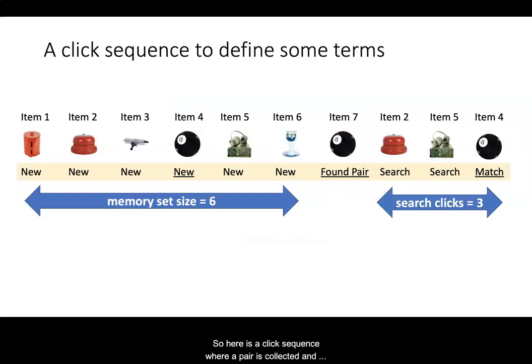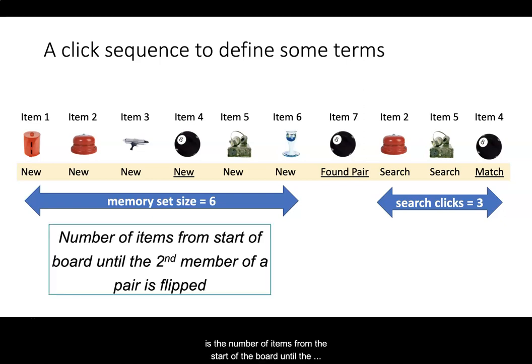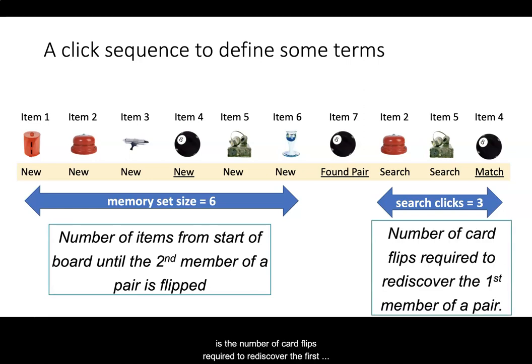So here is a quick sequence where a pair is collected, and let's define some terms. What we're calling the memory set size is the number of items from the start of the board until the second member of a pair is flipped. That's the memory set size, the number of new items you've seen. So here the memory set size is 6. And what we're calling search clicks is the number of card flips required to rediscover the first member of a pair. So here the number of search clicks is 3.